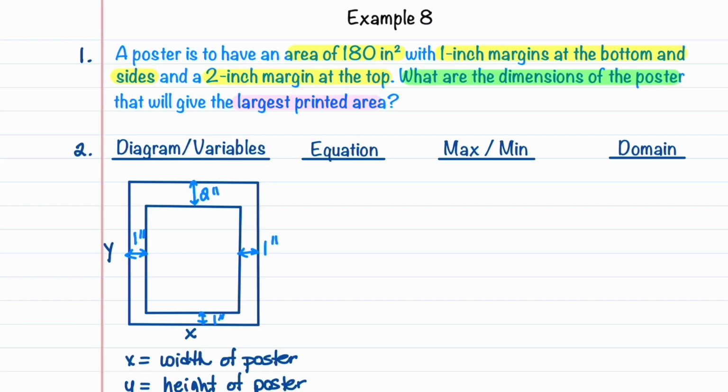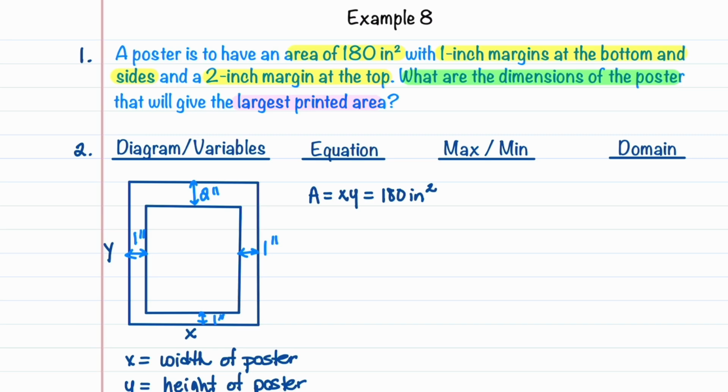Now what we want to do is write down an equation that relates our diagram to other information that we've been given. We are told that the poster is to have an area of 180 inches squared. So we can say that the area of our poster is x times y, and that is 180 inches squared.